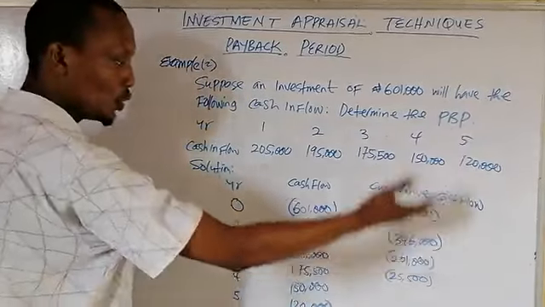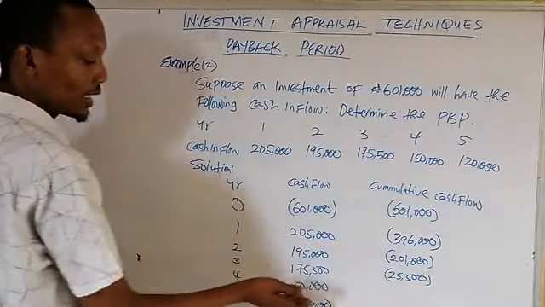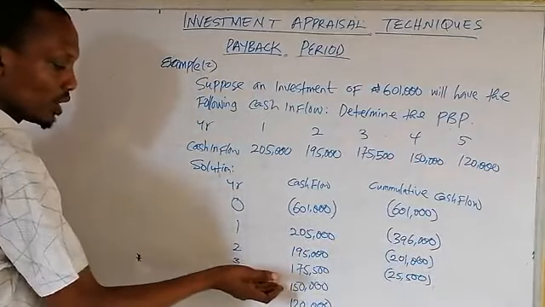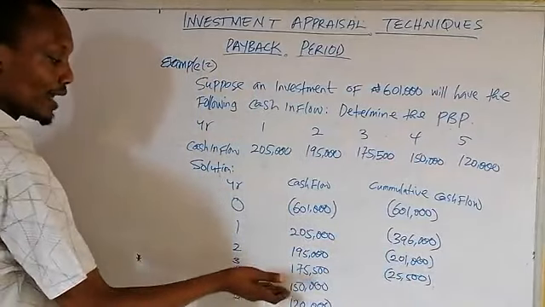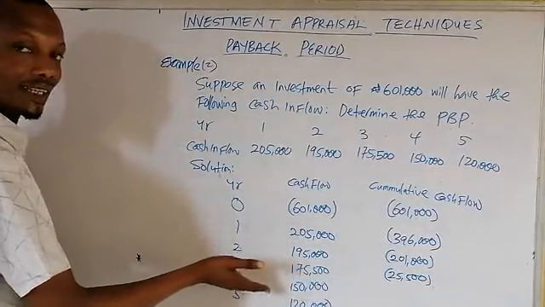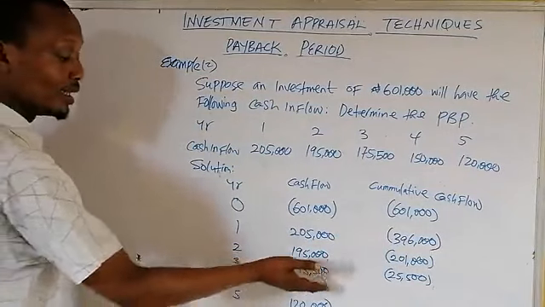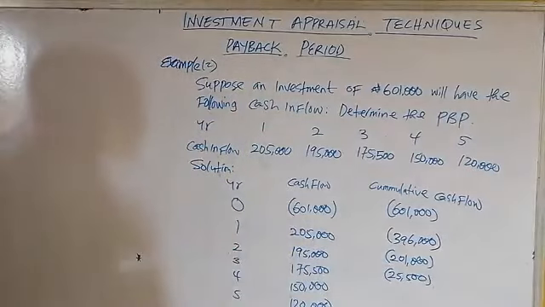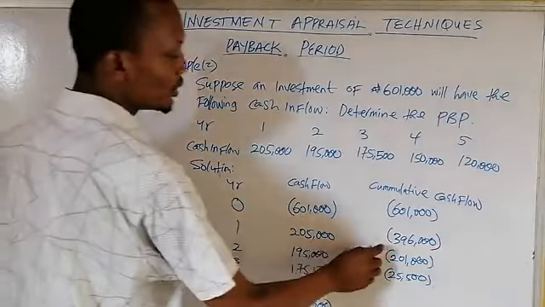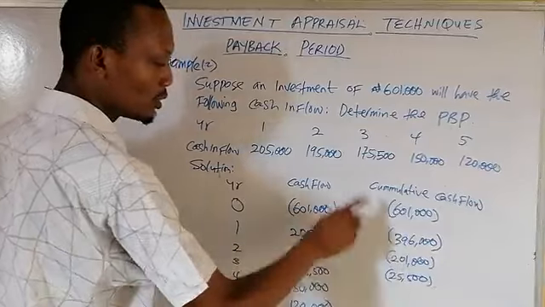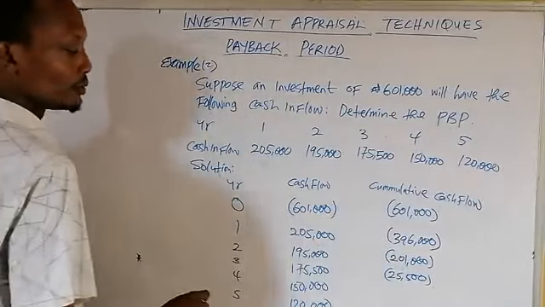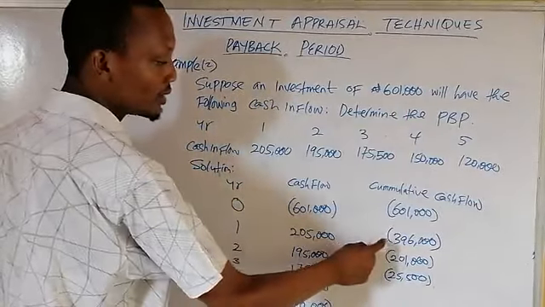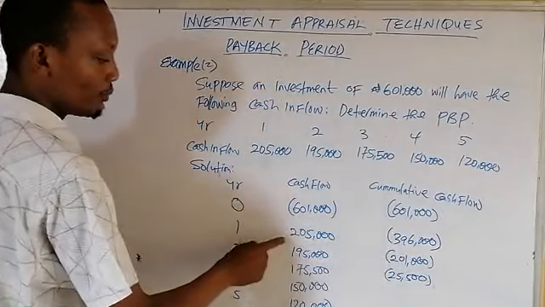So in this scenario, if the balance to recoup is not up to the inflow of the following year, it means we are going to recoup our money before the end of that year. So to calculate our payback period, our payback period now will be 1, 2, 3 years, plus a fraction of the fourth year.